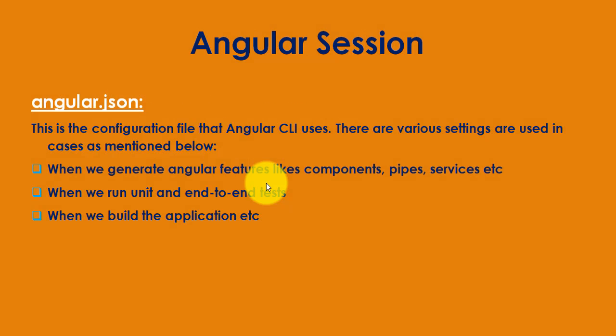So what is angular.json? This is the configuration file that Angular CLI uses. There are various settings used in cases as mentioned below. In which cases can we use this? These settings we have already described: when we generate Angular features like components, pipes, services, etc., when we run unit and end-to-end tests, and when we build the application, etc.